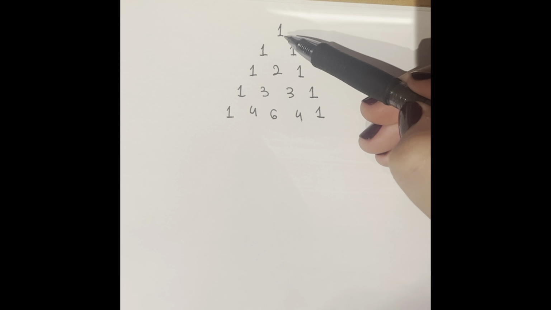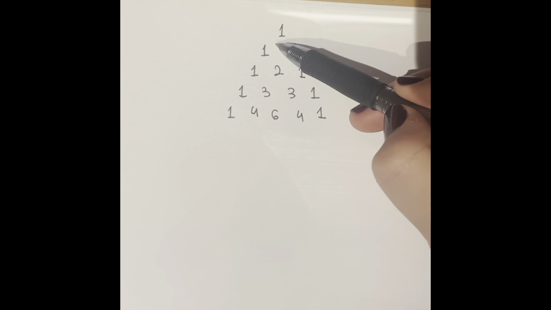So we always start with a 1 on top, and our rows always start with a 1 and end with a 1. So in row 1, for example, we have a 1 in the beginning and a 1 in the end. And in row 2 here, if you see this pattern, as I said, we always start with a 1, and then the middle term is the two terms on top added. So 1 plus 1, 2, and 1.